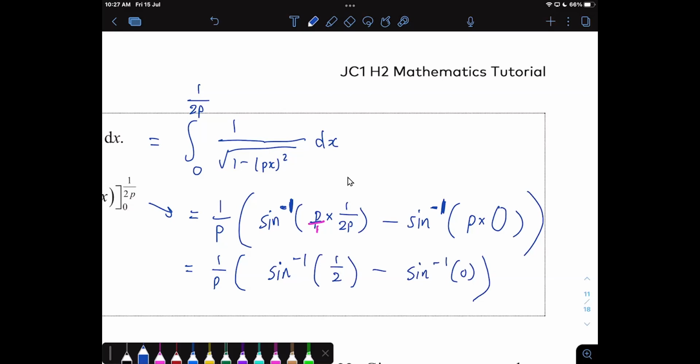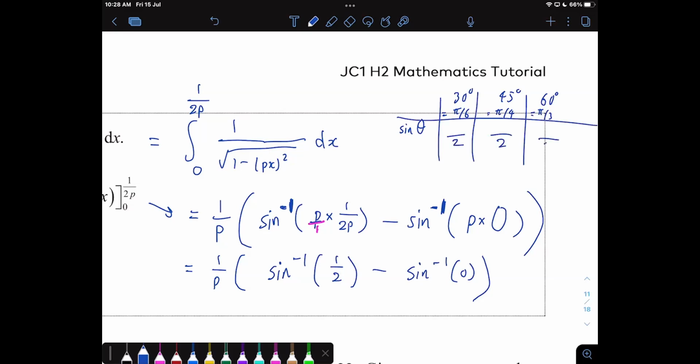Oh no, must remember sine theta for 30 degrees, 45 degrees, 60 degrees, also known as pi by 6, pi by 4, pi by 3. Over 2, over 2, over 2. Oh, so it's pi over square root, square root 2, 3. Yes, it is pi over 6.